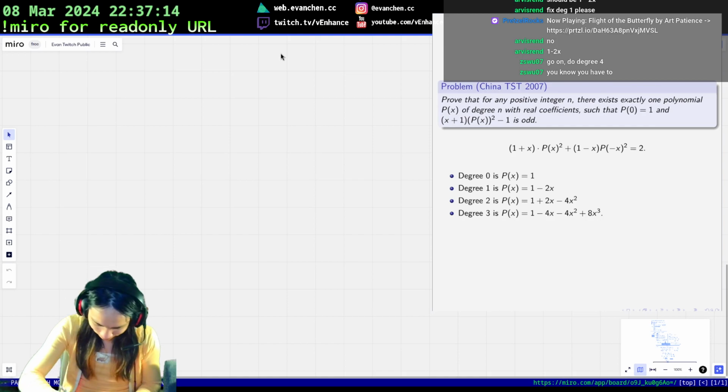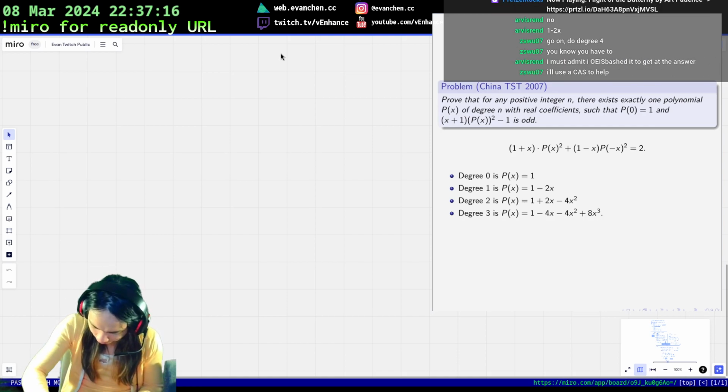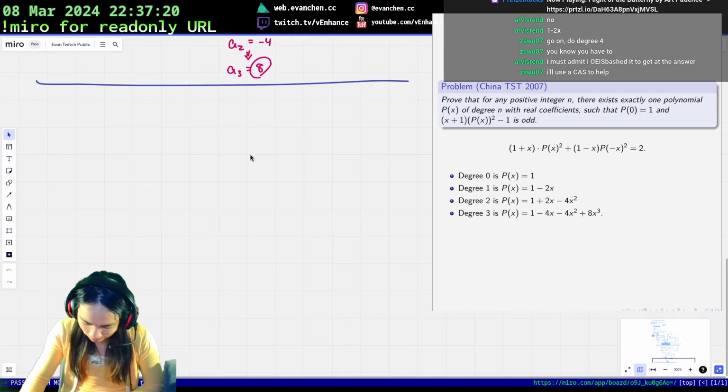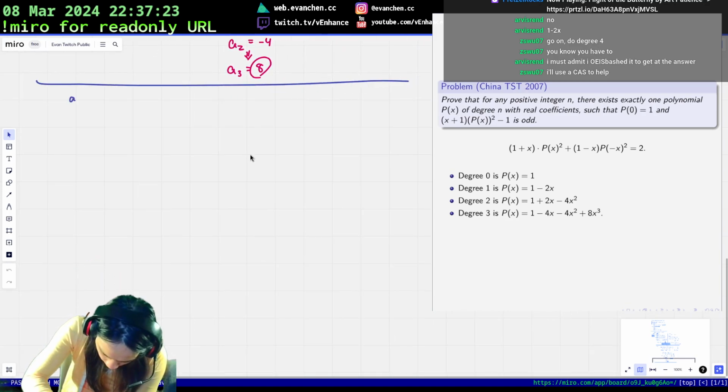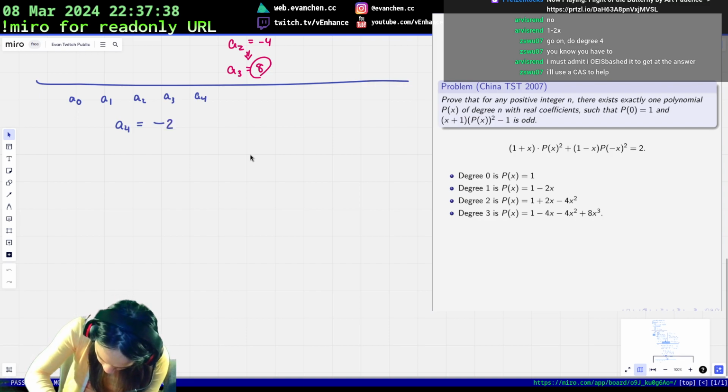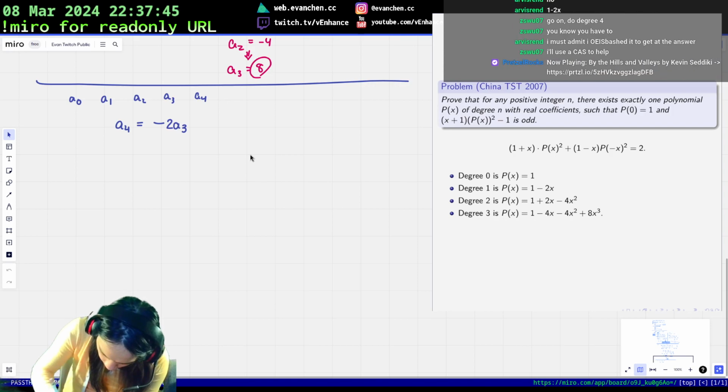It's just, the system is so long, it grows so quickly. Okay, so once again, the top equation. So for degree 4, the top equation will always just say a4 is minus 2a3. And then the next level will say... Wait.